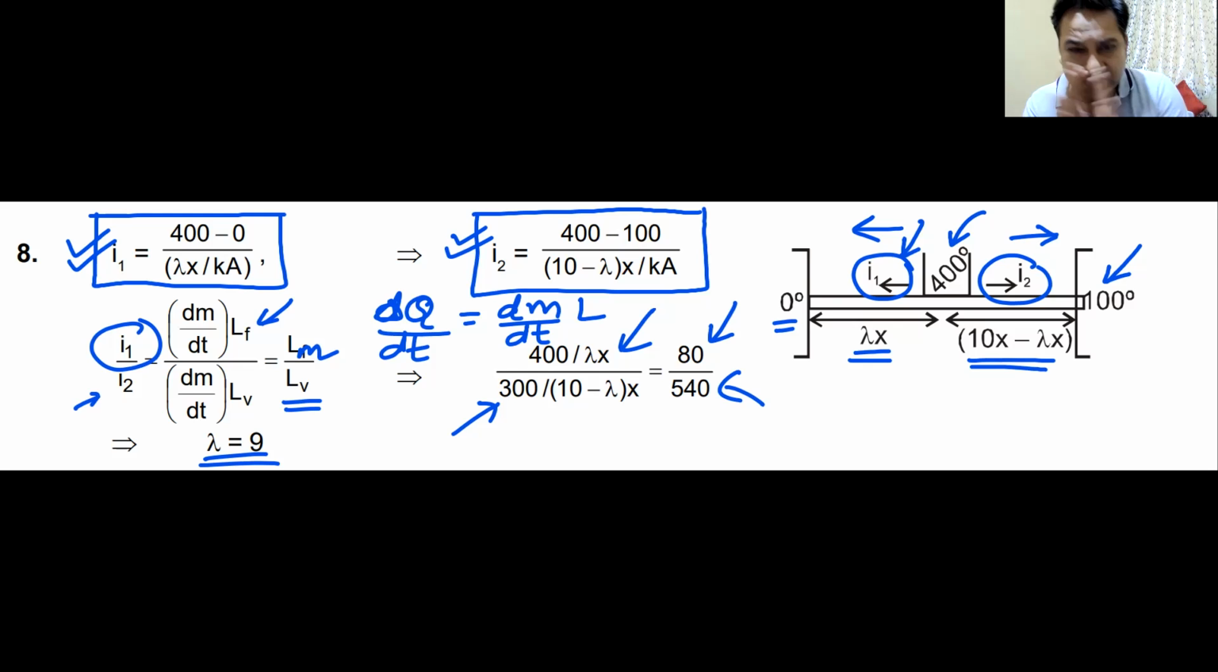Shall I go slowly again, or is it enough? We know the value of I1. We know the value of I2. I1 is melting ice. I2 is evaporating water. I1 is dm by dt into latent heat of melting, and I2 is dm by dt into latent heat of vaporization.